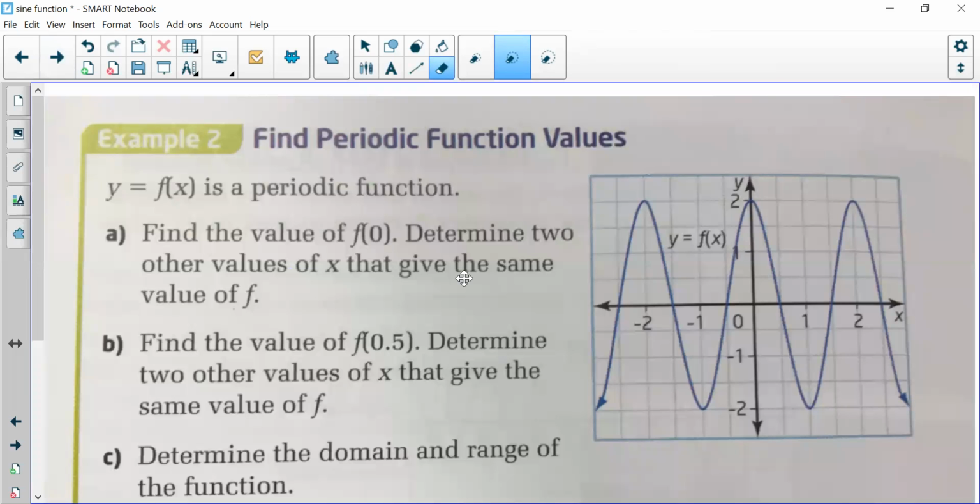Okay, so this graph is showing the relationship between y and f of x. I actually don't know what it represents, but first of all, is it a periodic function? Yes, it goes 2 to -2, 2 to -2, 2 to -2. So it's repeating. So it is a periodic function. The question says find the value of f of 0 and then determine 2 other values of x that also give the same value. Literally all you're doing is looking on the graph. You're trying to find your y value when x is 0. So I can look on the graph. f of 0 is here.